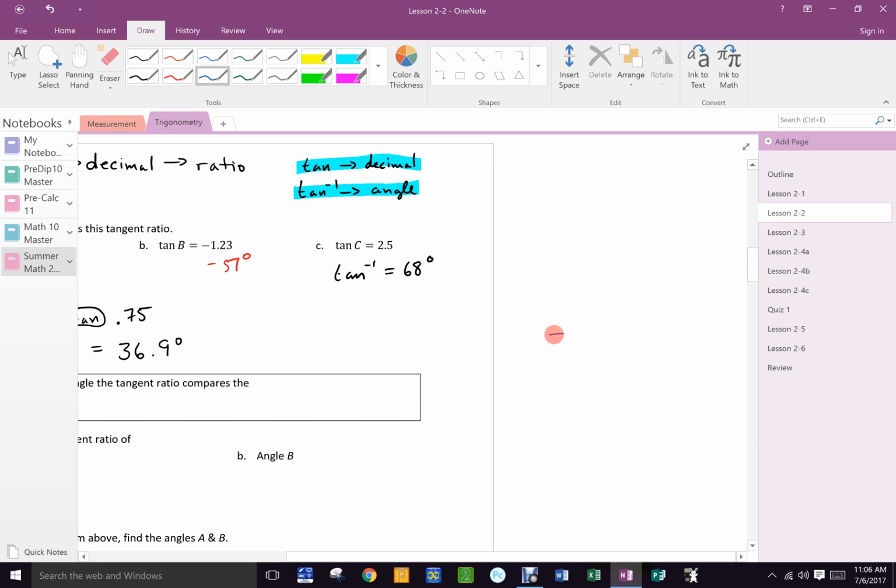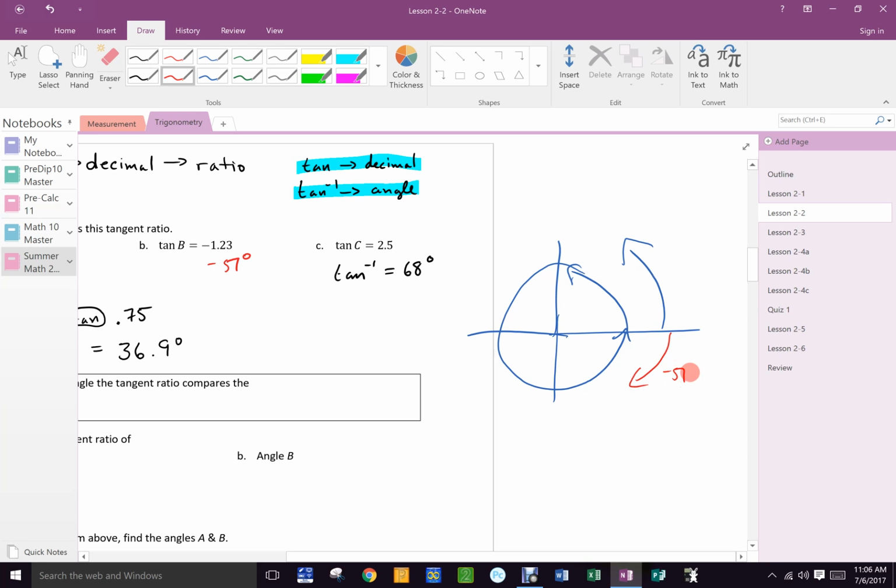In trig in grade 10, all our angles are between 0 and 90, aren't they? It's a 90-degree triangle, right? How many degrees are there? 360, because it goes all the way around a circle. So next year, your trig will go from 0 to 360. Negatives are just the opposite direction. So normally we would count this way, but a negative is the opposite direction, so I would count this way. So I would go down 51 degrees.